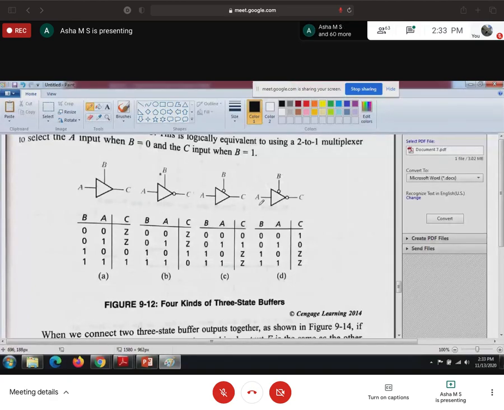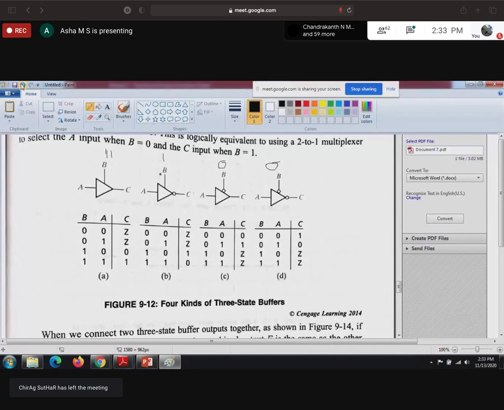So here what I can say is, the first two buffers will be enabled when b equal to 1. These other two will be enabled when b equal to 0. If I want to say it in a simple sentence, this is the answer. This will be enabled when b equal to 1, this will be enabled when b equal to 1, this will be enabled when b equal to 0, and this will be enabled when b equal to 0.